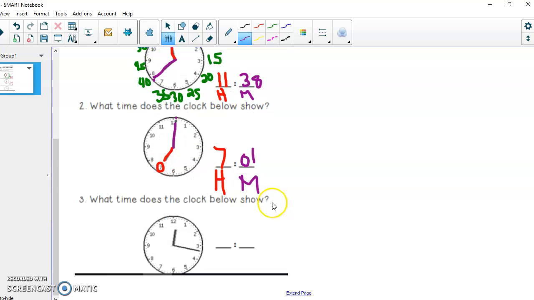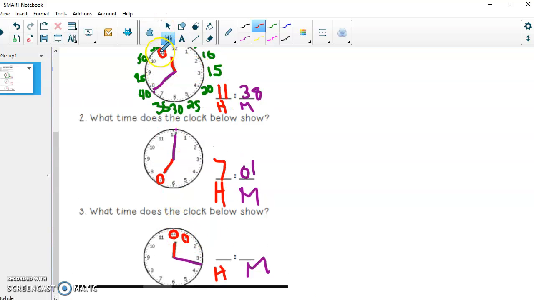Right, let's take a look at this last question here. Again, we're going to take our hour hand, which is the shorter one, and then our minute hand here. And then this is minutes, and this is hours. If we take a look at our hour hand, which we always want to start with, it's a little bit past the 12, and it's in between the 12 and the 1.